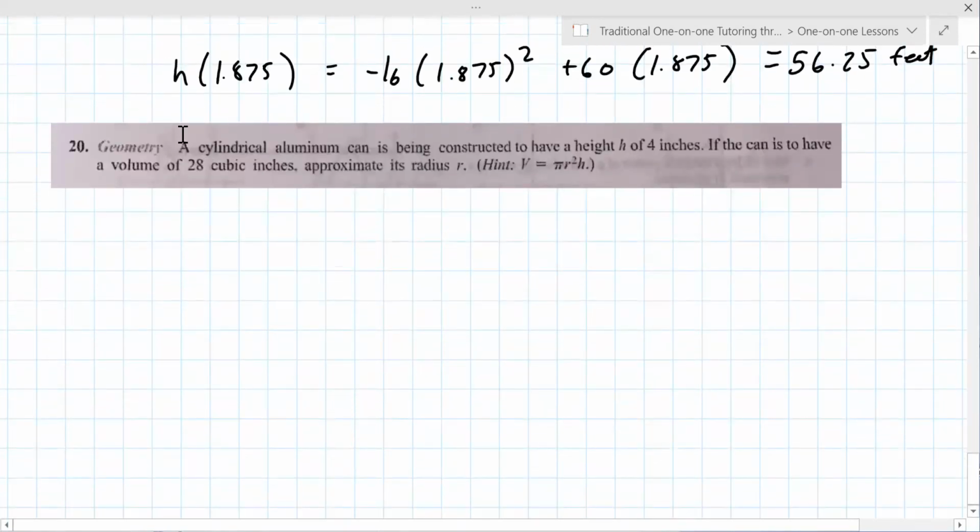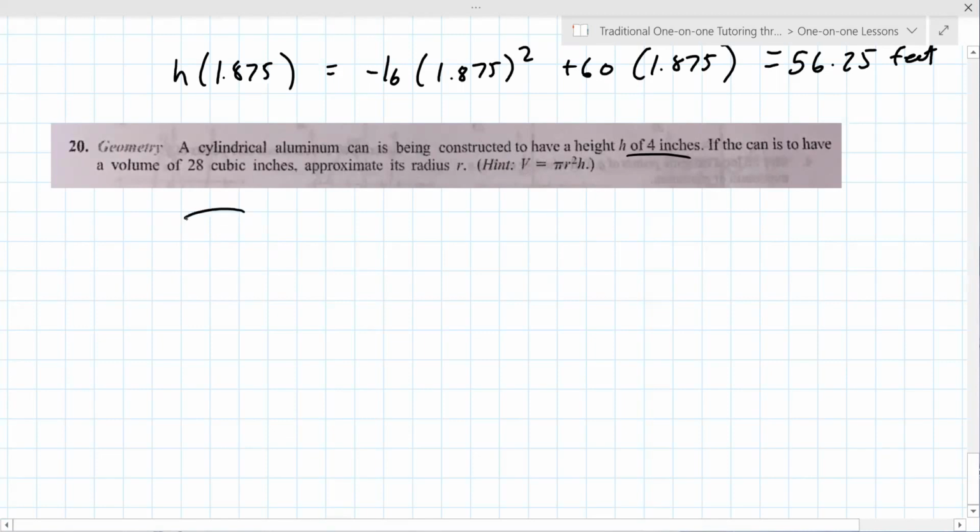Okay, a cylindrical aluminum can is being constructed to have a height of 4 inches. They tell you the height. And the can is to also have a volume of 28 cubic inches. Approximate its radius. Okay, so this seems out of scope here.